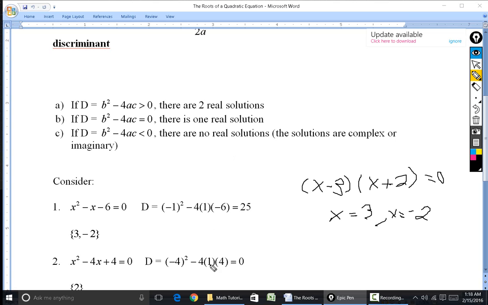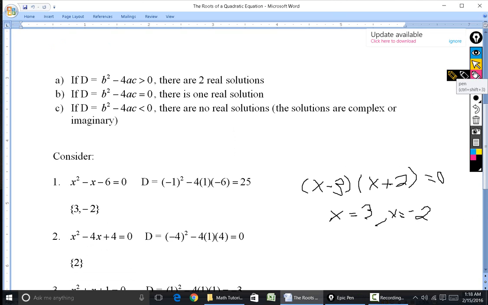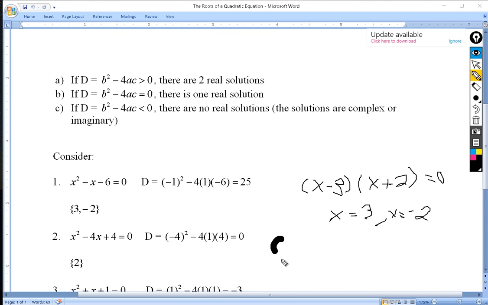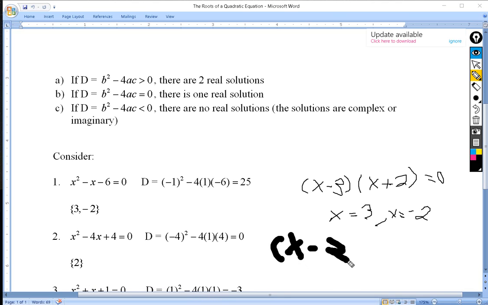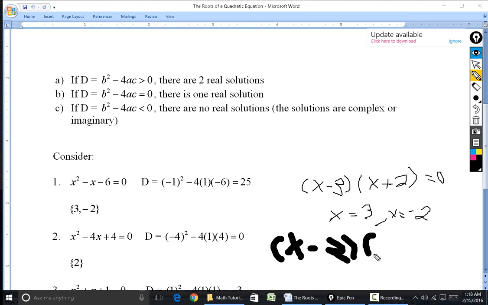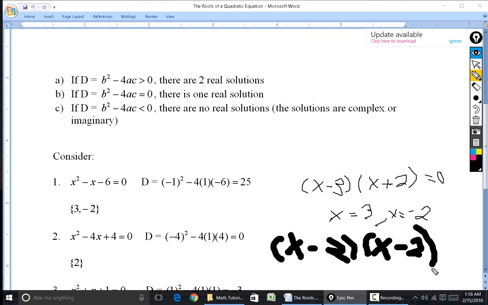Okay, and actually in this case, the solution that I have is 2. Again, as I did in the first one, I can factor that out. X squared minus 4x plus 4 factors into x minus 2 and x minus 2. So if I set those factors equal to 0, I get x equal to 2, x equal to 2. So it's a repeated solution, so that counts as 1.